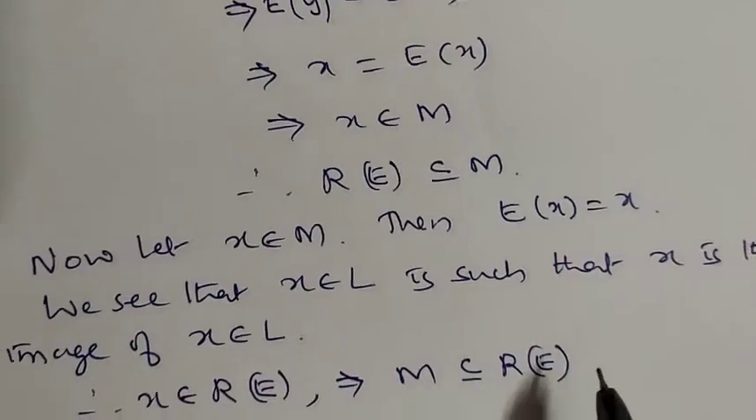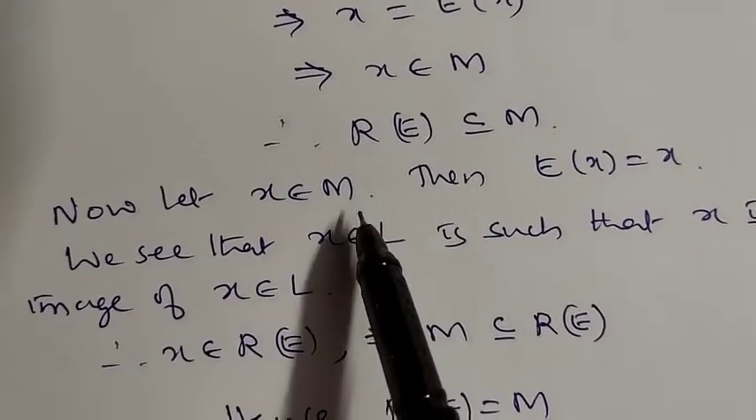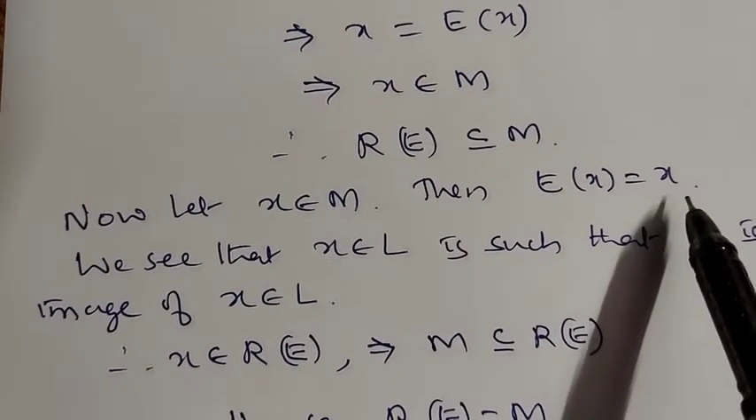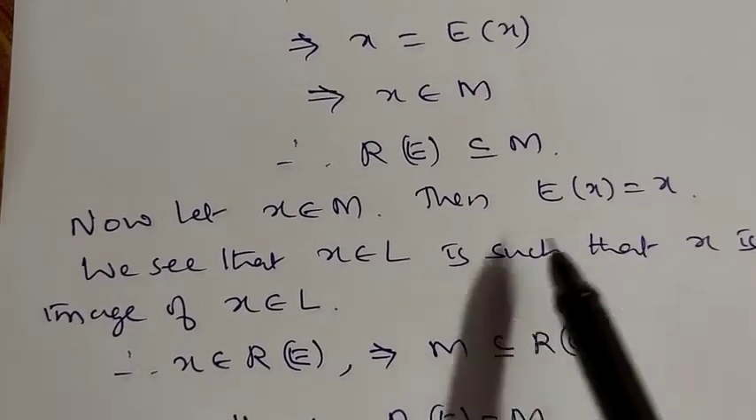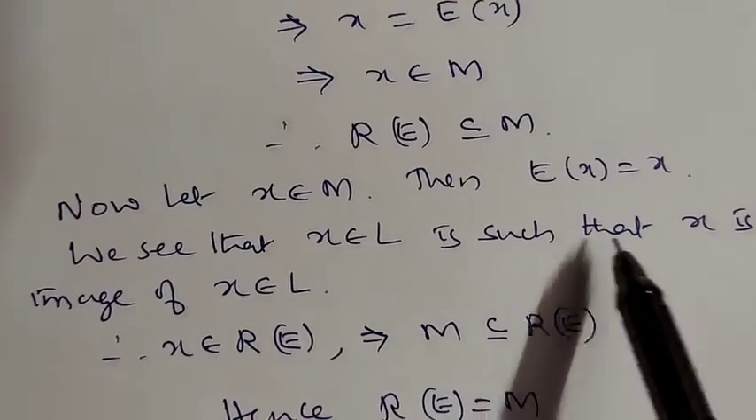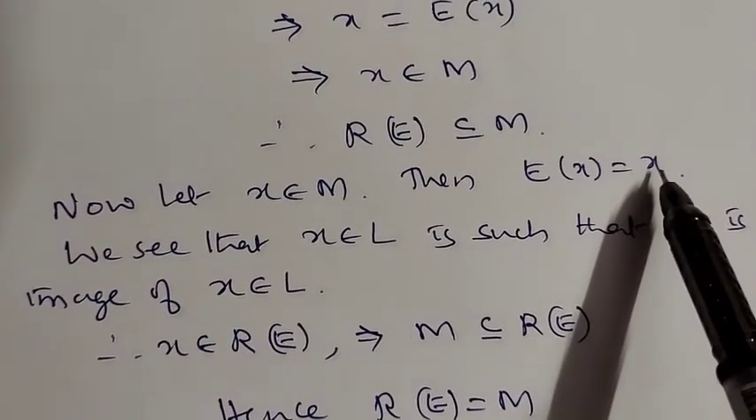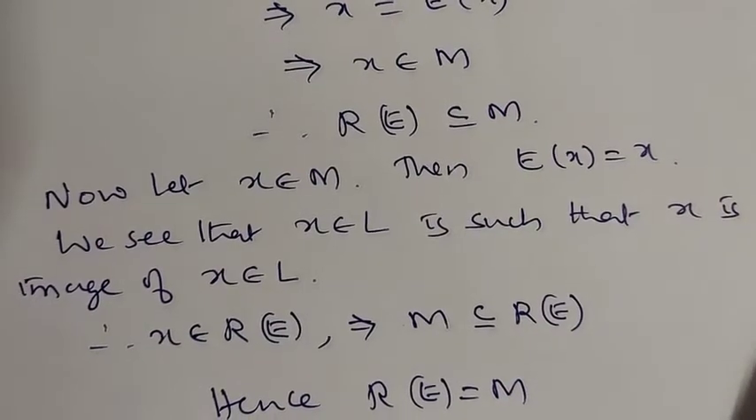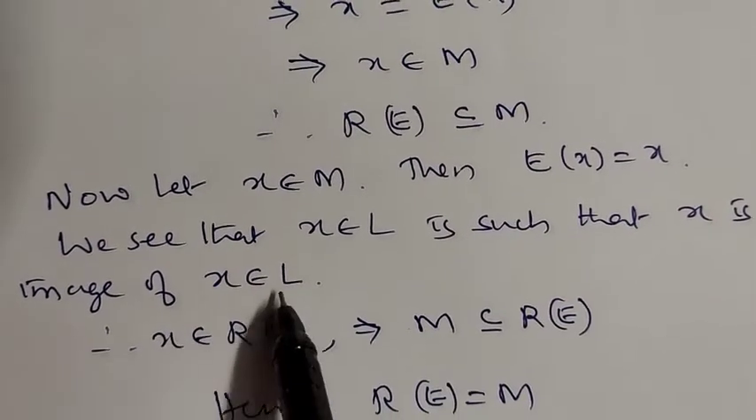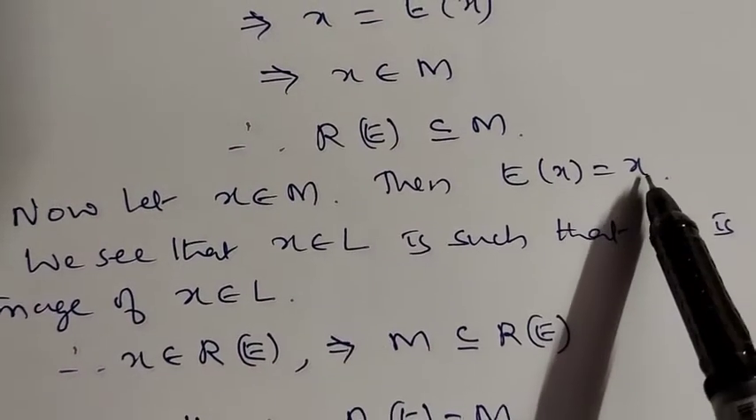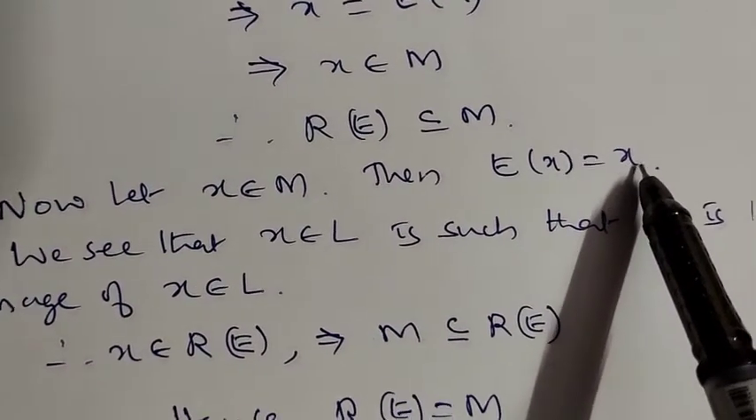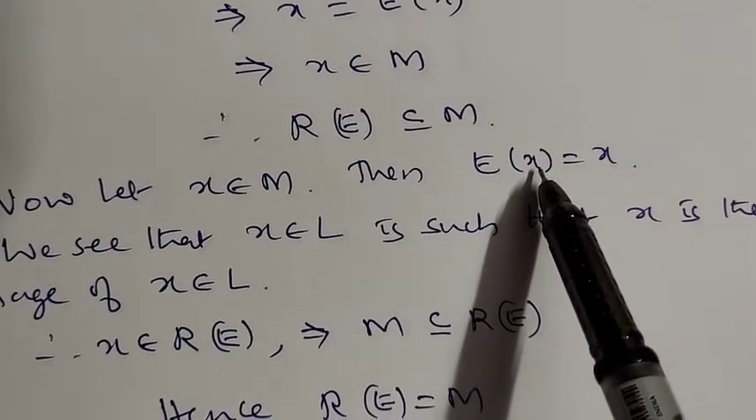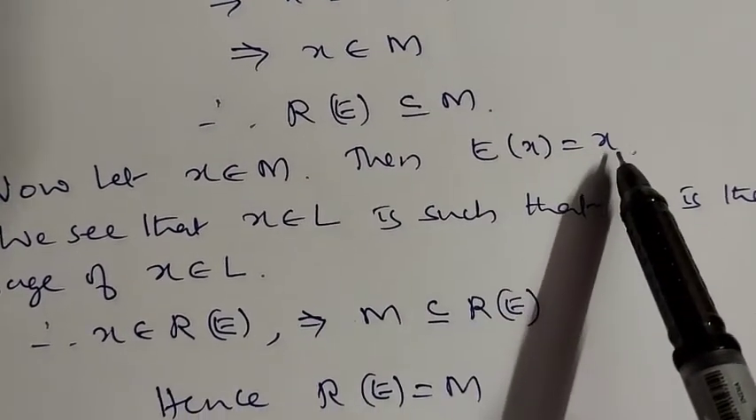So let us prove the converse part. Now let x belongs to M. Then by definition of M, what will happen? E of x is x. Now E of x is x means that x belongs to the codomain space L and x is the E image of x belongs to L. Means if x belongs to the codomain space or range of E, then there exists some element in the domain space such that the image of that element is this.